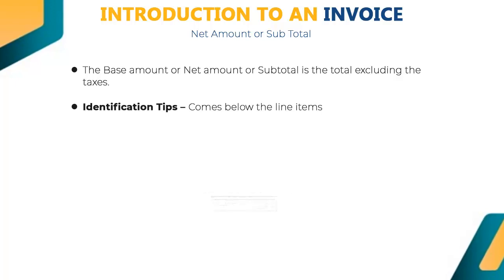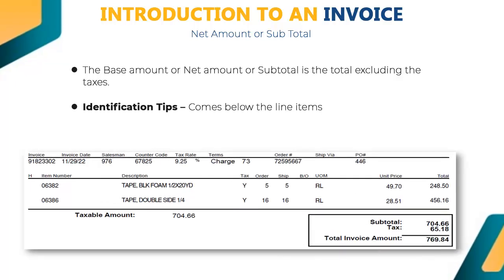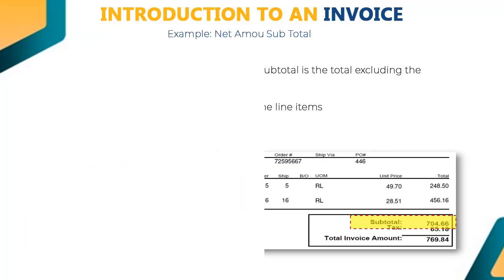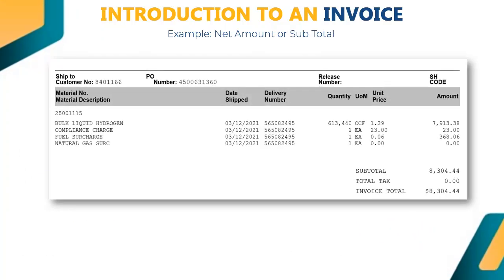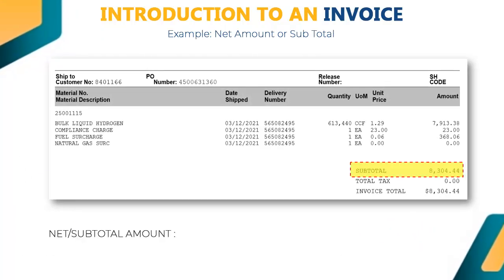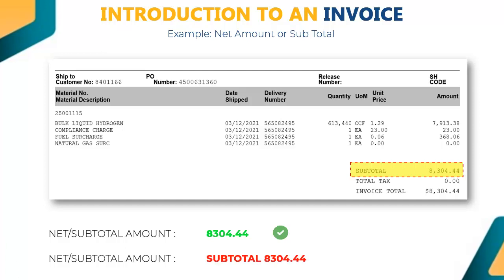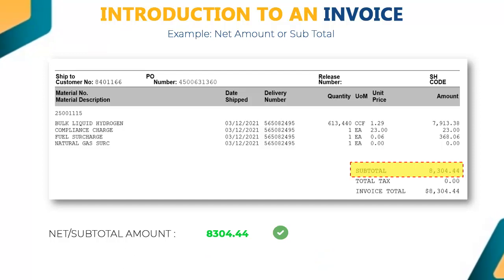The base amount or net amount or subtotal is the total amount excluding the taxes. Identification tips: it comes below the line items. Key only the amount in numeric value. 8,304.44 for this example. Do not key the word subtotal. If the word subtotal or net amount is already populated, then remove these words.